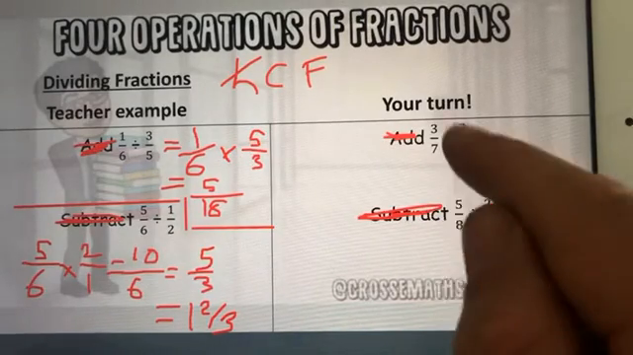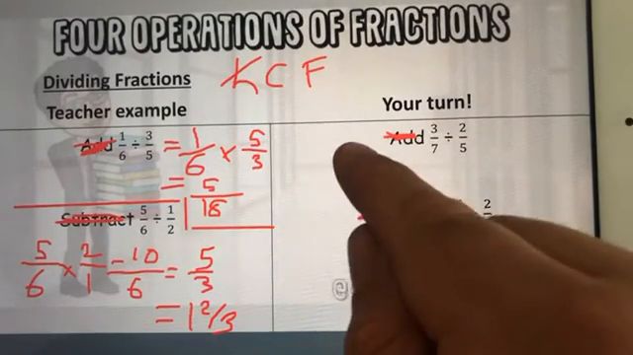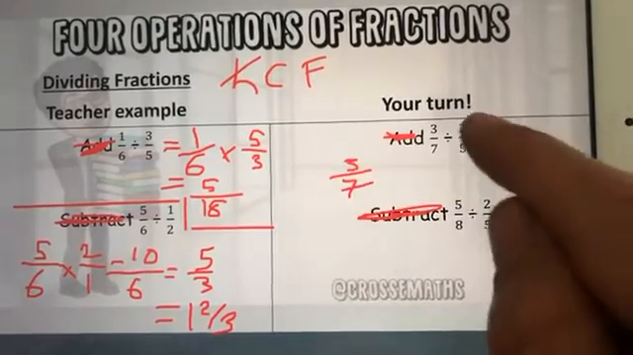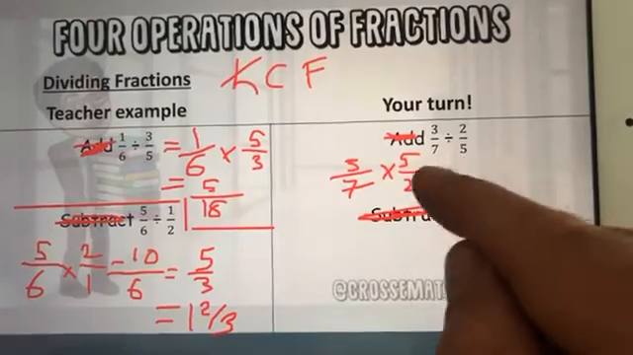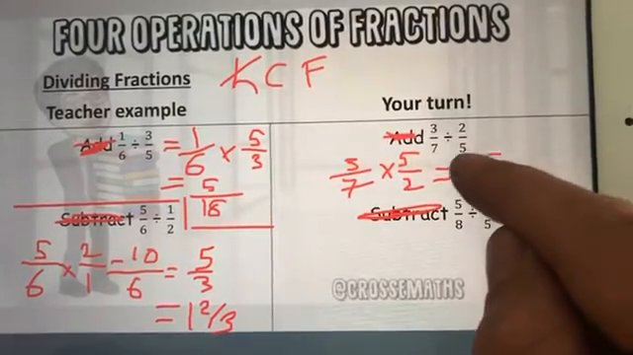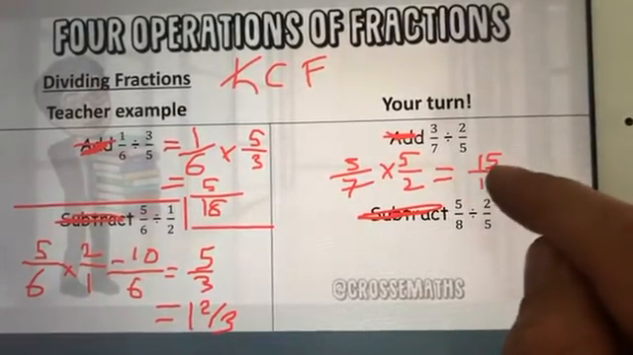Right guys, cool, so I'm going to go through these. Now I'm going to keep the left one the same, that's going to stay as 3 over 7. Change the middle bit to a times and flip that upside down to 5 over 2. 3 times 5 is 15. 7 times 2 is 14.